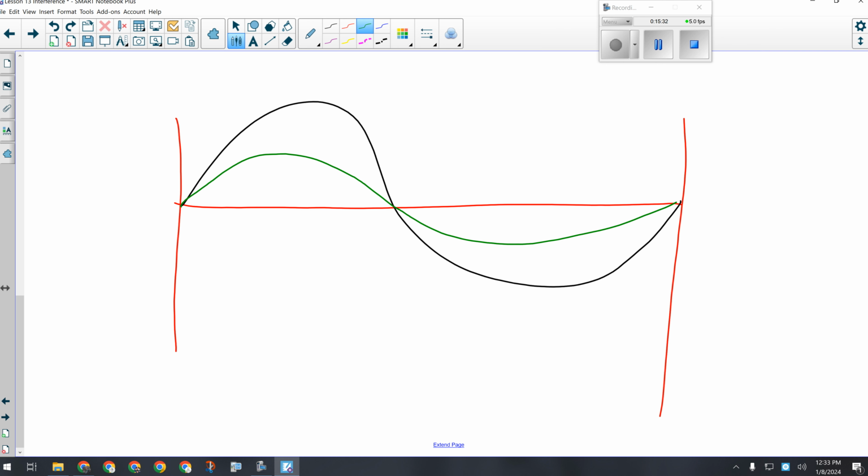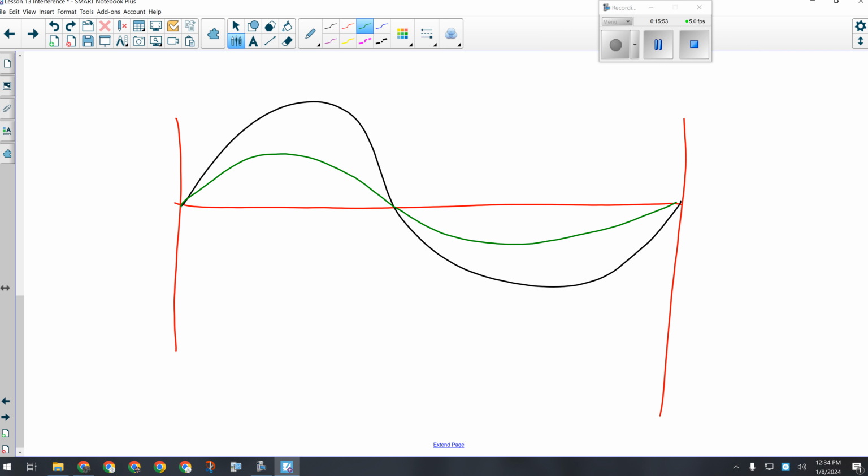These two waves are occupying the same space at the same time. When this one is up, this one is up. When this one is down, this one is down. What kind of interference are we going to have? Constructive. They're what we call in phase. Okay? In phase means one is up, the other is up. One is down, the other is down. They're matching each other.